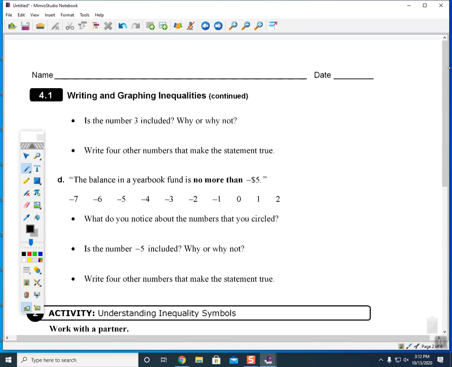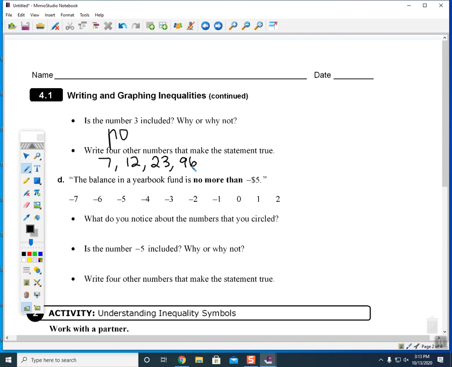So is the number 3 included? No, it's not. It's not part of our solution. So now 4 more numbers that make the statement true. Anything greater than 3. So let's do 7, 12, 23, 96. Okay, any number greater than 3 is going to satisfy that.